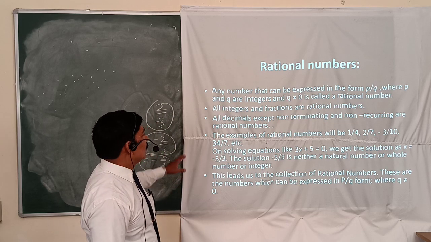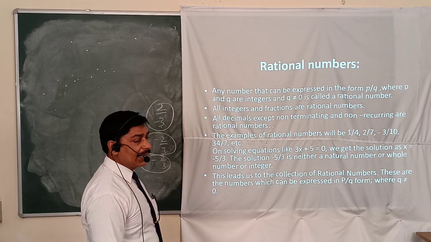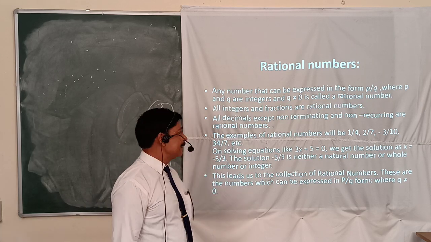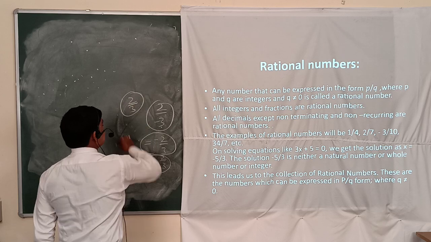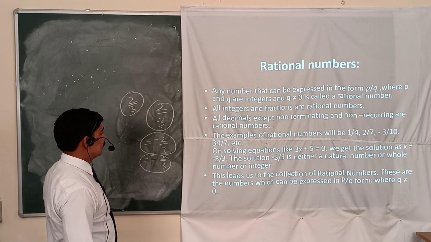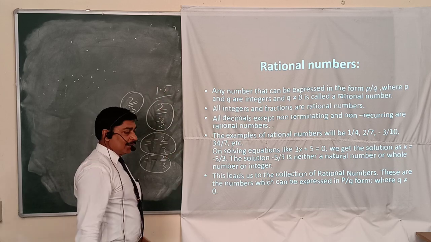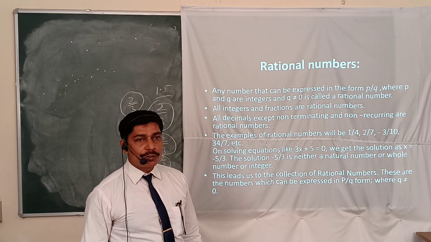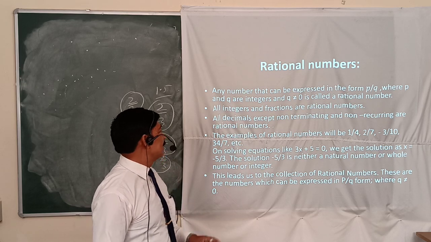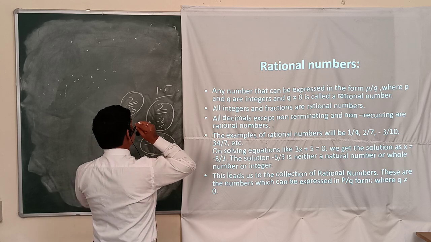The next thing: all the integers and the fractions are rational numbers. If a fraction like 2 by 3 is in the form of numerator and denominator, it is also a rational number. All the decimal numbers like 1.5, 1.6, are also called rational numbers, because if you convert them, they will also be in fraction form.